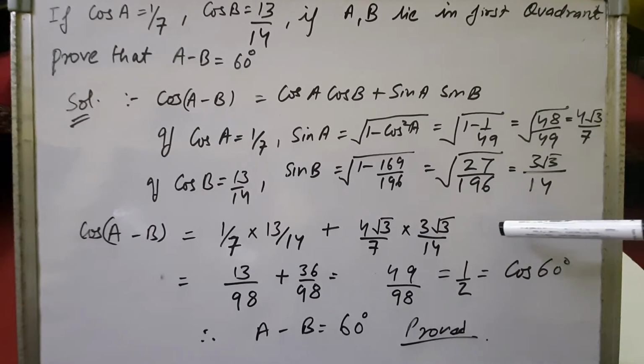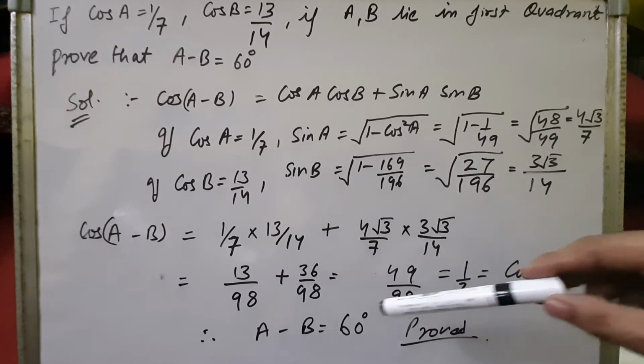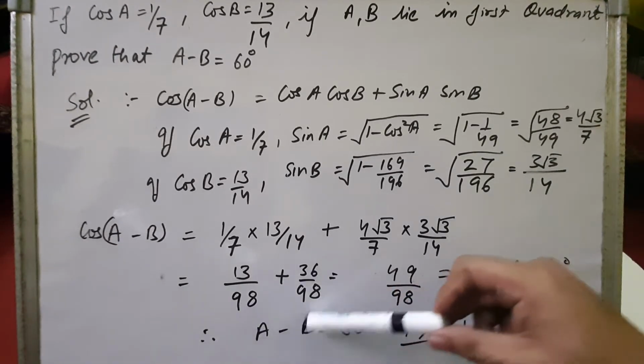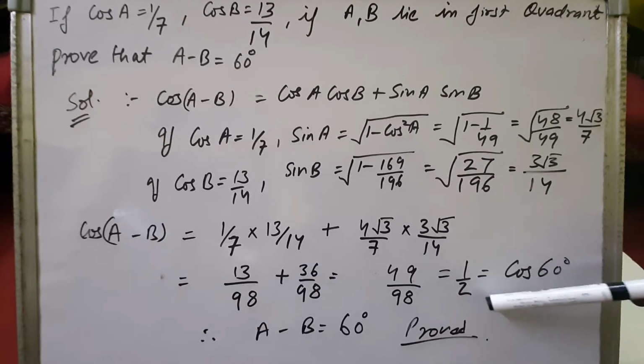We'll get this result: 1 by 7 into 13 by 14 plus 4 root 3 by 7 into 3 root 3 by 14. When we solve, we'll get 13 upon 98 plus 36 upon 98. It will be 49 upon 98. That will be 1 by 2. And 1 by 2 is the value of cos 60 degree.